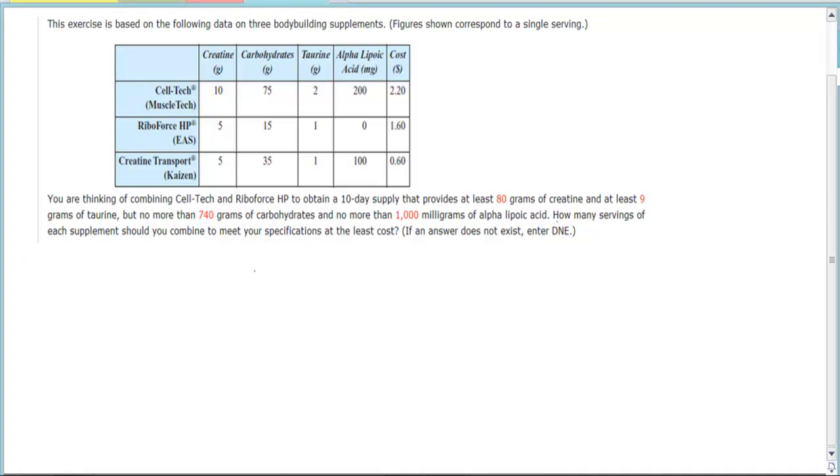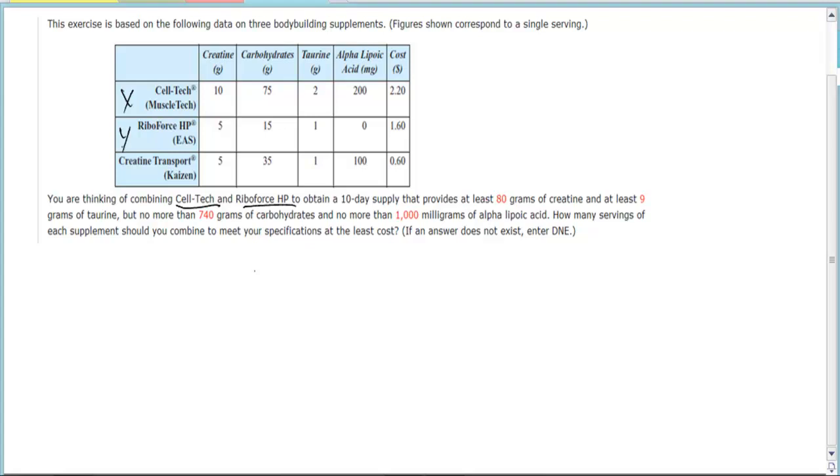First things first, I identify my variables, or I define them. It says how many servings of each supplement should you combine to meet your specifications at the least cost, and it tells us we're combining Celtec and Riboforce. So maybe call the number of servings of Celtec and the number of servings of Riboforce X and Y.